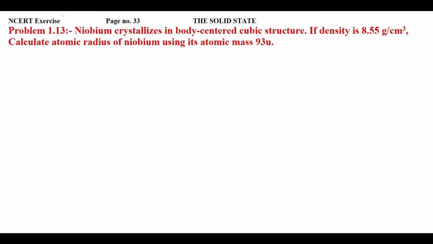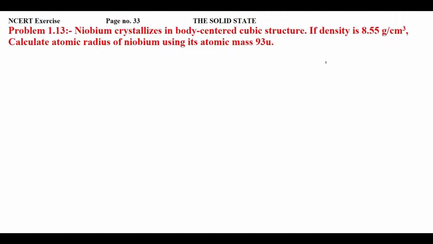Students, this is NCERT exercise problem 1.13 from page number 33 of the solid state, right? So let's read the statement. Niobium crystallizes in body-centered cubic structure. If density is 8.55 gram per centimeter cube, calculate atomic radius of niobium using its atomic mass 93 unit, right? So in this question, they are saying niobium is crystallized in body-centered cubic structure.